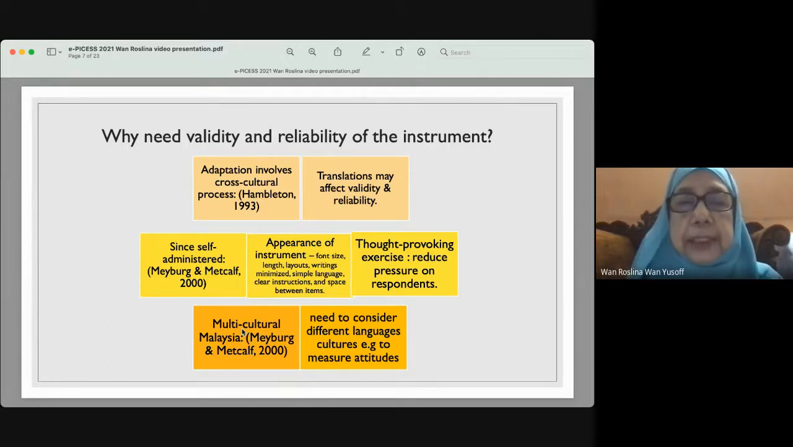Secondly, since this questionnaire is going to be administered as a self-administered questionnaire, the appearance of the instrument, the font size, length, language, and instructions must not put pressure on the respondent, because the questionnaire itself is a thought-provoking exercise. And thirdly, because of the multicultural nature of Malaysia, we need to consider the different languages and cultures available, especially when we want to measure the attitudes of the respondents.